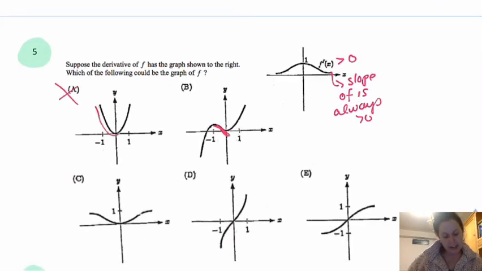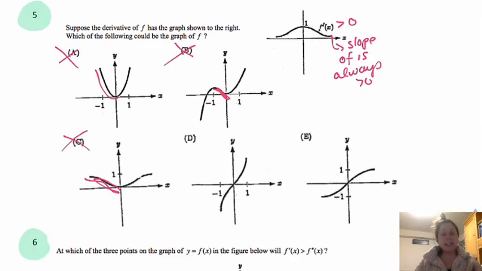B has a negative slope there. C has a negative slope there, right? D and E both have positive slopes the whole time, which is good. It means it's one of those. So we can at least narrow it down to one of those answers.